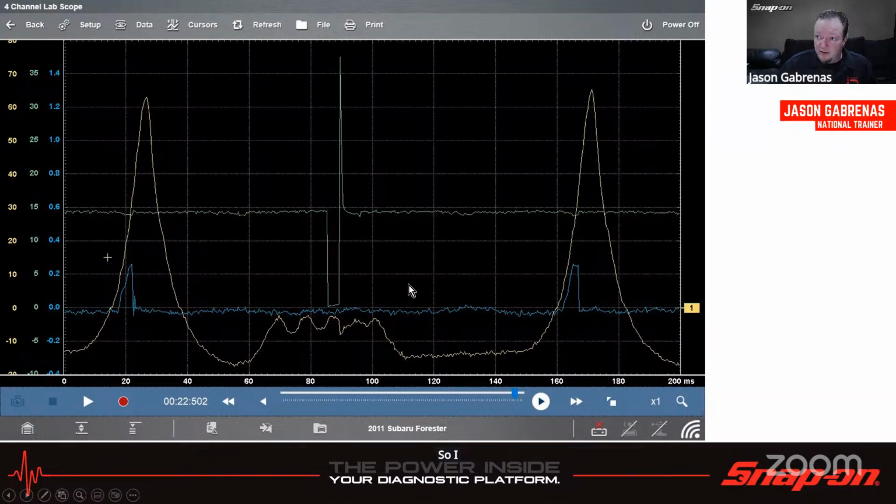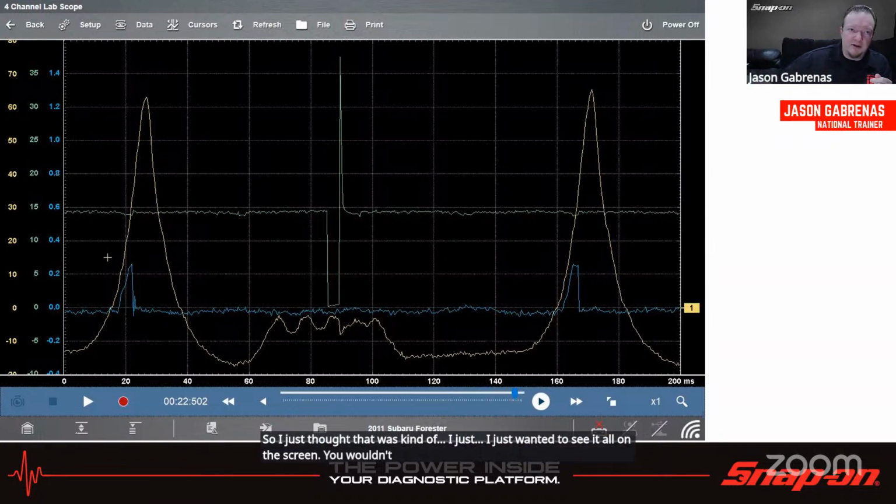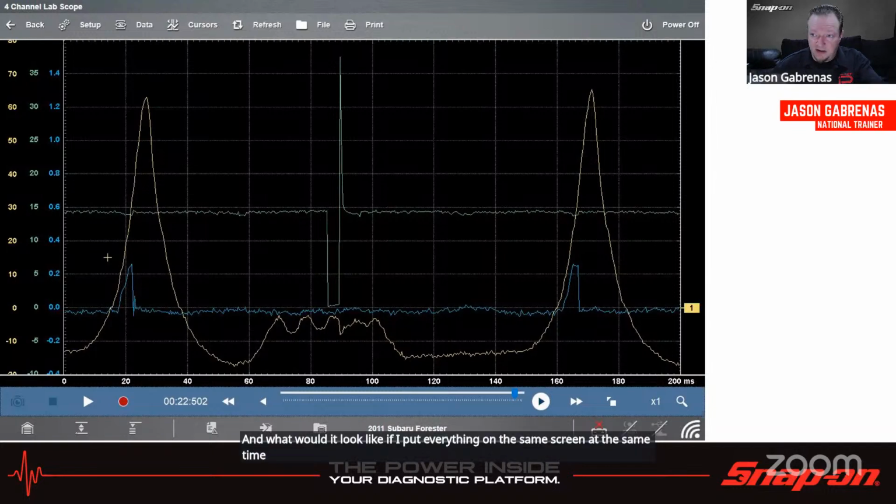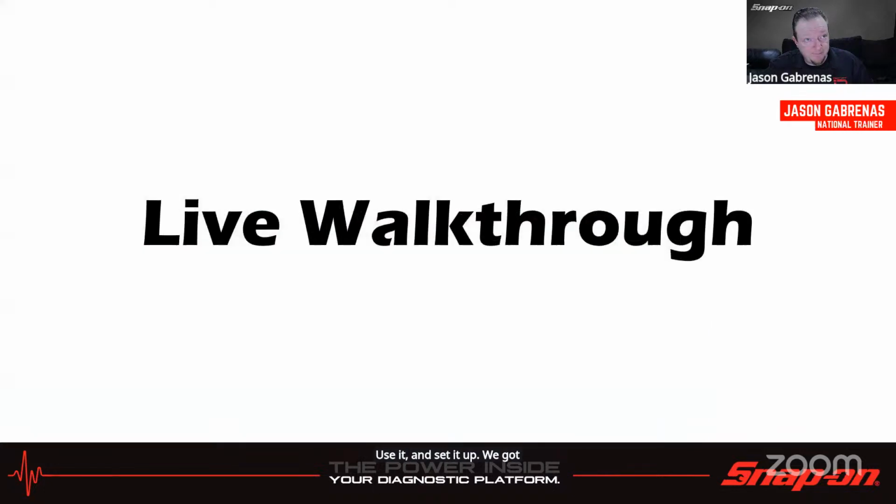So I just wanted to see it all on the screen. You wouldn't normally do this, but I just wanted to see, hey, how does this affect that? How does this look? And what would it look like if I put everything on the same screen at the same time? So I thought that was kind of interesting. You can learn a lot about what's going on in a vehicle just by looking at the pictures on the scopes once you learn how to use it and set it up. We got plenty of training on that.